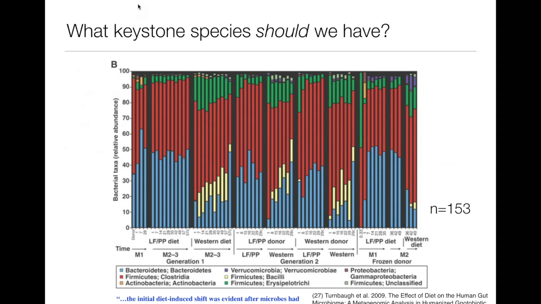Okay, so what keystone species should we have? Well, there's not really a good answer to this question because human diet varies widely across geography, culture, ethnicity, age, and so many more variables. This graph depicts the varying effects of dietary influences on a human-derived microbiome, and this was a pretty interesting study. It's not technically a human study because the researchers transplanted human gut microbiota into germ-free mice, which means the mice had no microbes in their gut at all.